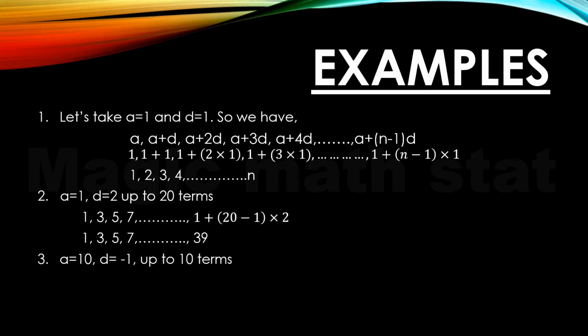Now, third example, we will start from A equals 10 and the common difference is minus 1. Let's calculate up to 10 terms. Since here the common difference is negative, this will progress in a decreasing form. The first one is 10, the second one will be 9, 1 less than 10, the third one will be 1 less than 9, which is 8, and the next one will be 7. It will go on up to 2 and 1.